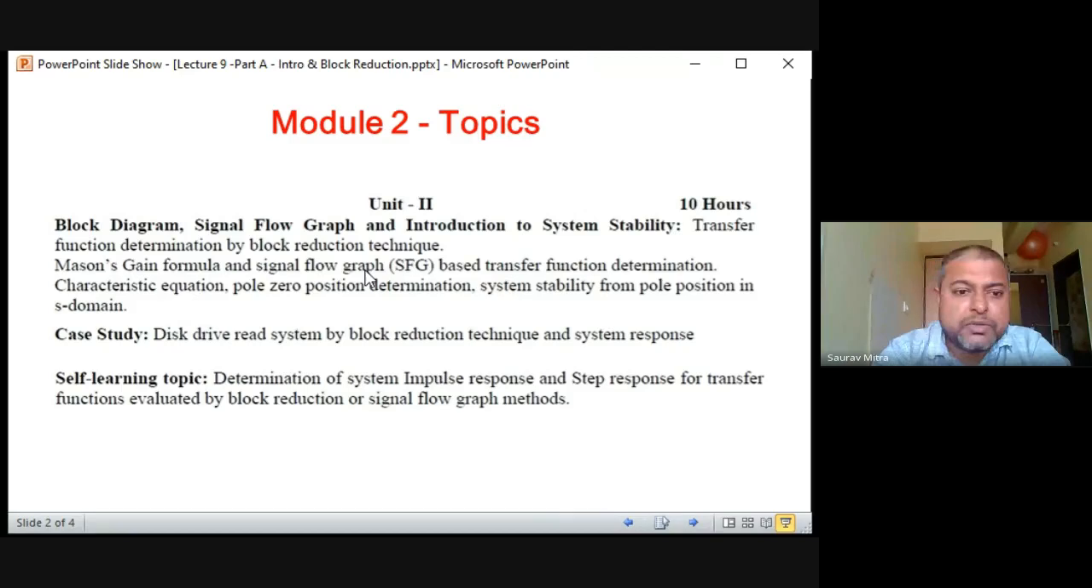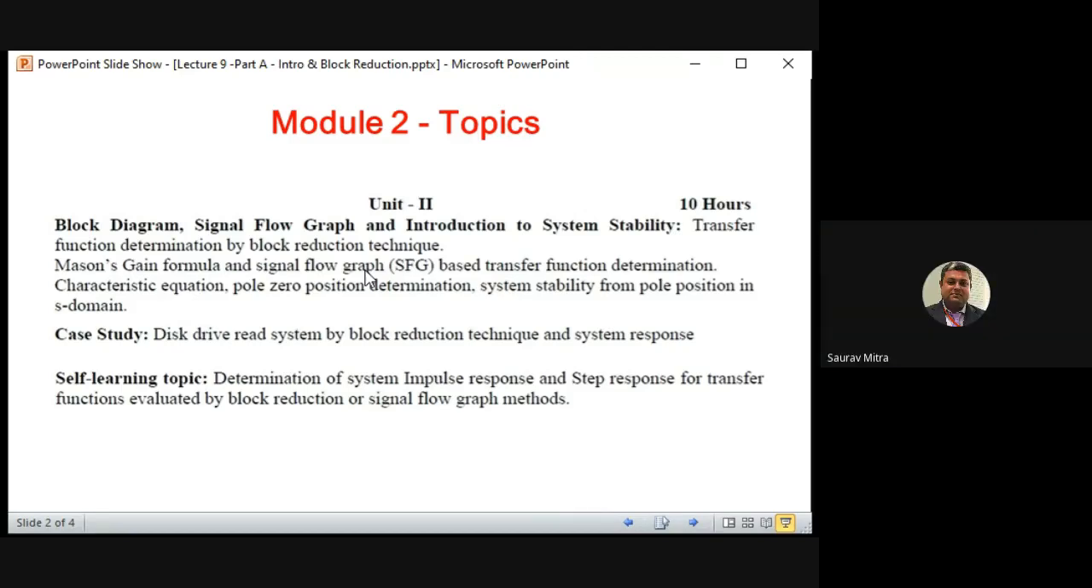So out of 40 you can expect 32 to 35 marks from the first two topics, transfer function and Mason's gain formula. Mostly they are numericals only, so theory is not asked. And from the last topic you can expect 4 to 5 marks of questions. That is there. There are case studies.